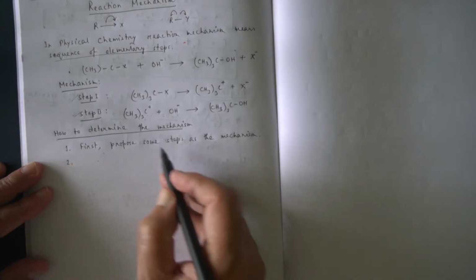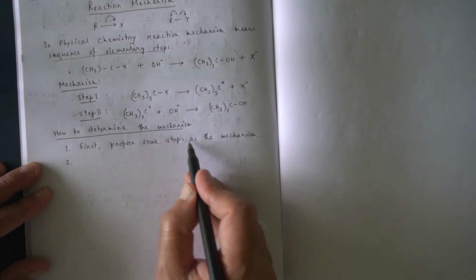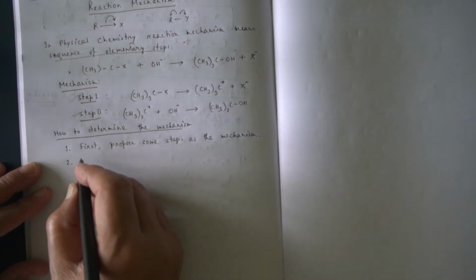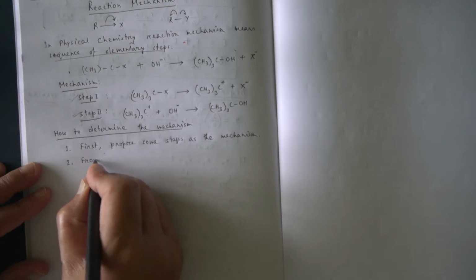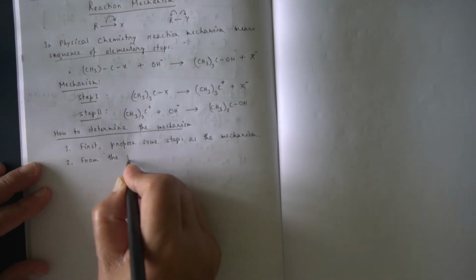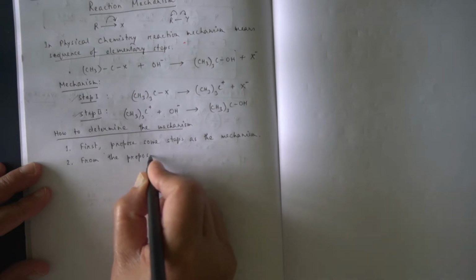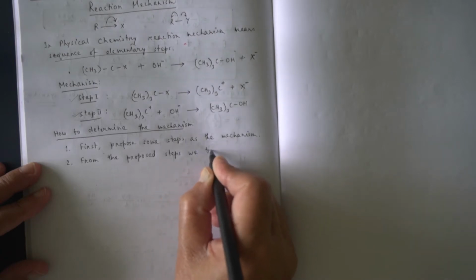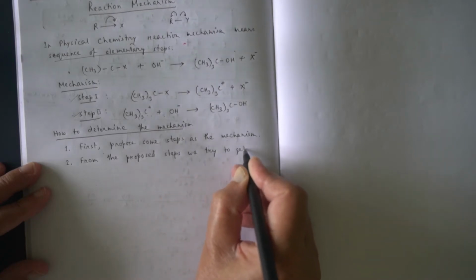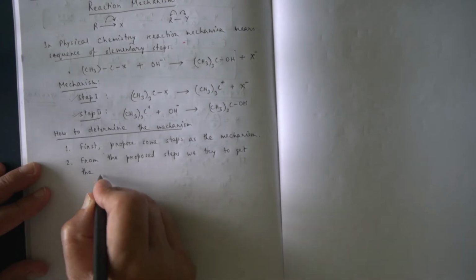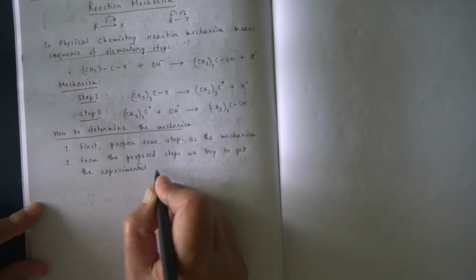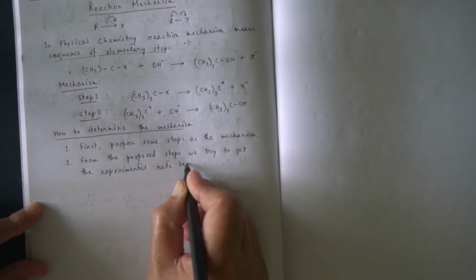Next, from these proposed steps we try to get the experimental rate law.